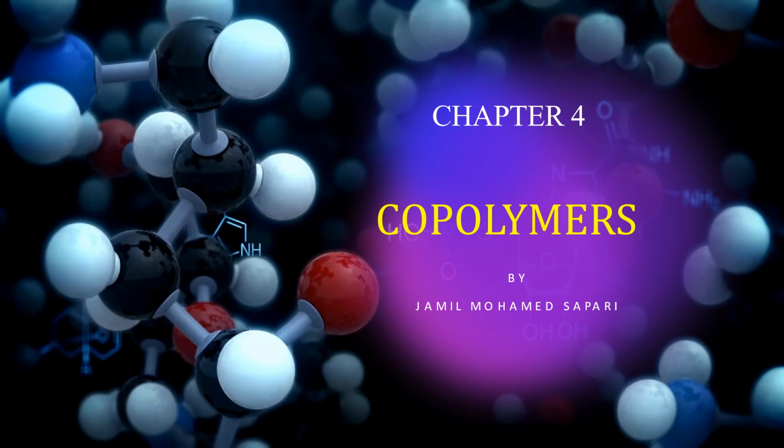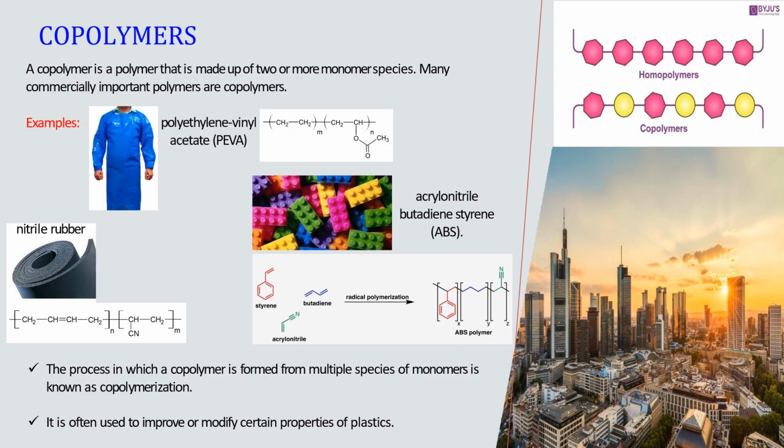So today we will be looking at chapter 4, which is copolymers. Now, a copolymer is a polymer that is made up of two or more monomer species. We looked into this term in chapter 1, where you have homopolymers and copolymers. A homopolymer involves just one type of monomer species. But in the case of copolymers, usually we will introduce two different kinds of monomer species just to enhance the property or to get the required properties of the polymer.